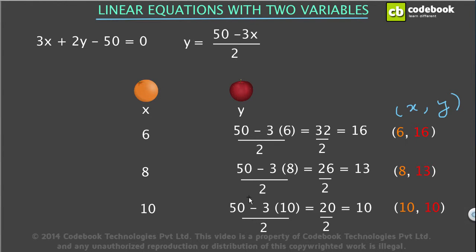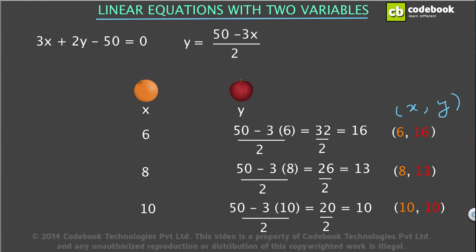Now you can easily calculate the price of the apple by substituting 10 in this equation, and you will have 50 minus 3 times 10, which is equal to 50 minus 30, which is 20. 20 divided by 2 is 10 rupees. So the price of the apple was also 10 rupees. So now you can tell your father that the price of the orange and the apple was the same and it is equal to 10 rupees.